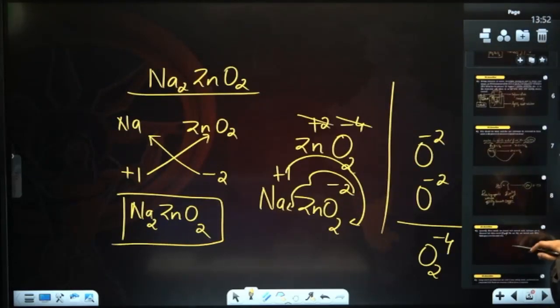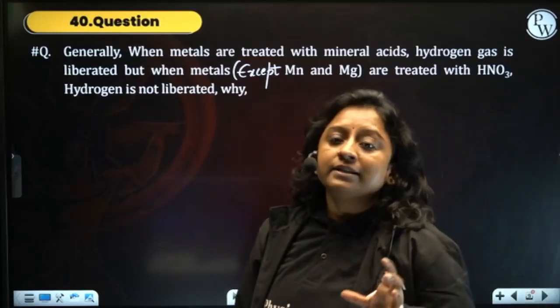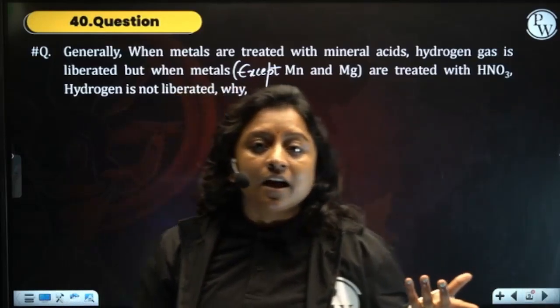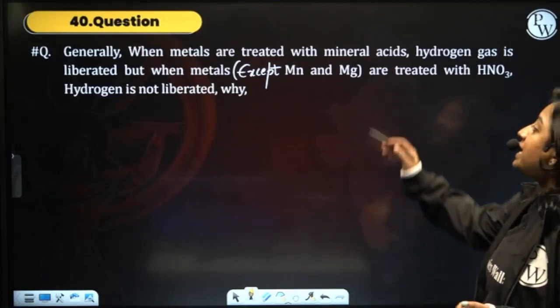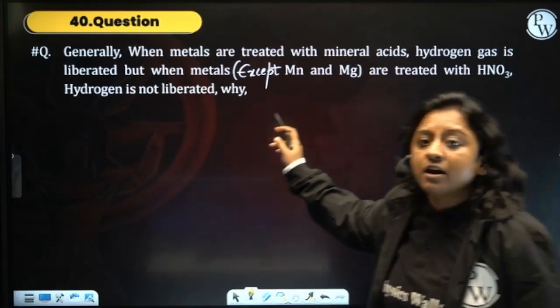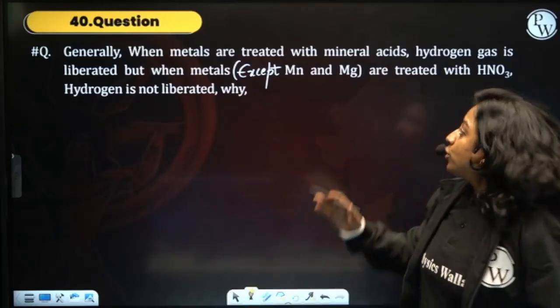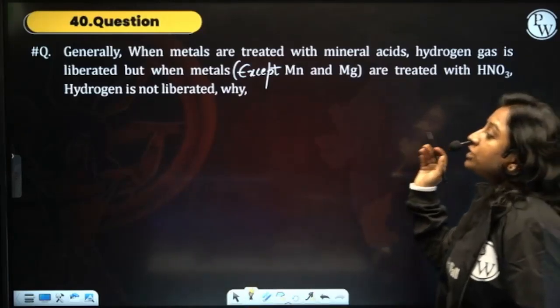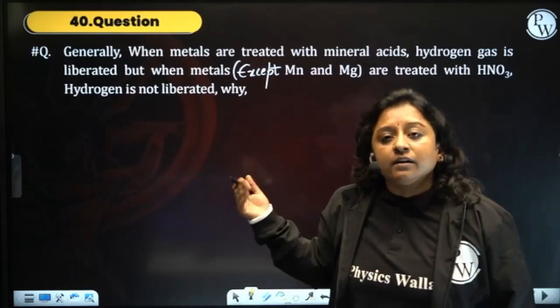We were on the 40th question. Here also a metal is reacting with a mineral acid, releasing hydrogen gas. But when metals, except manganese and magnesium, are treated with HNO3, hydrogen is not liberated. Why?